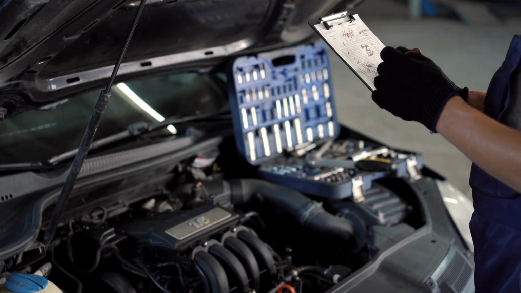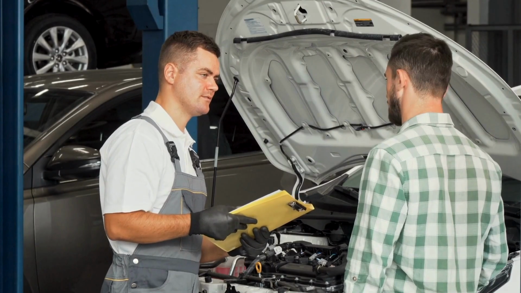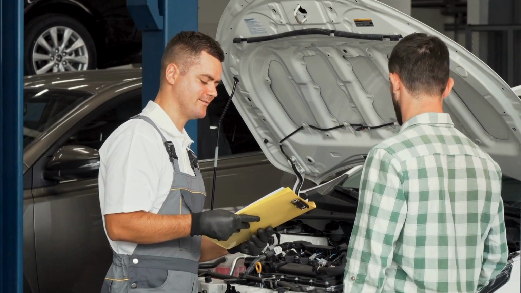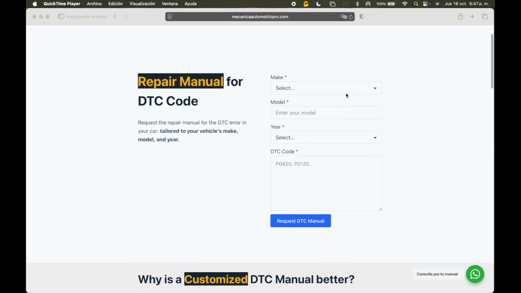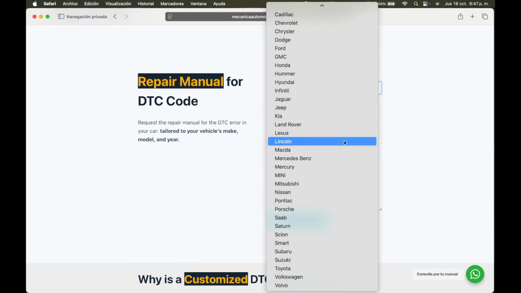What are the symptoms of the P0697 fault? Loss of power while driving, increased fuel consumption, engine overheating, unusual engine noises, unstable engine running. Important, the solution for this DTC varies by vehicle.